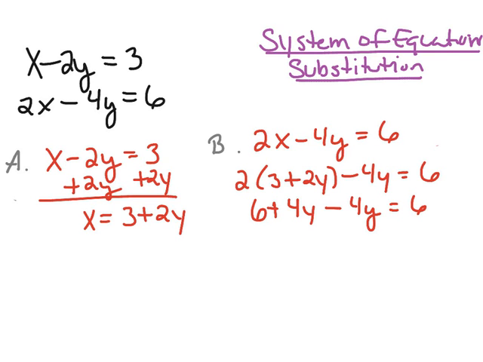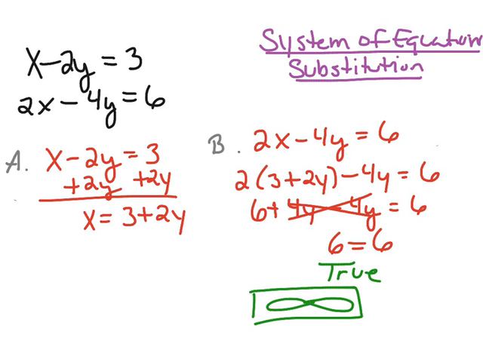Now notice there are some like terms here that I can combine. I've got 4y minus 4y. And when I subtract 4y minus 4y, it leaves me with no y's. At this point, all I have is 6 on the left and 6 on the right. Now you'll notice here, unlike the other system we worked with, this time there is no y in the equation. There is no variable. You'll also notice that we end up with a true statement. And when we have a true statement, we have an infinite number of solutions. So this particular system has an infinite number of solutions.